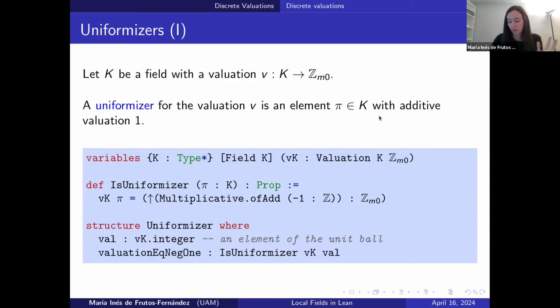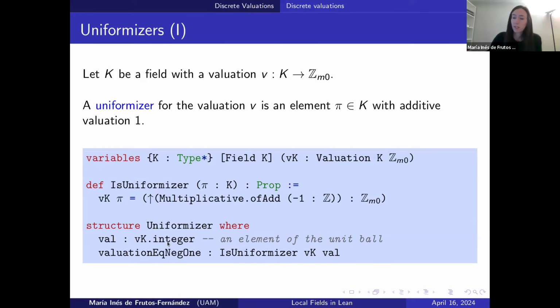So if you are thinking about the example of the p-adic valuation, having additive p-adic valuation equal to 1 is equivalent to having multiplicative valuation p to the negative 1. This is why, in the formalization, to be a uniformizer we ask that the multiplicative valuation of pi is the multiplicative of add of negative 1. So you should replace this in your head by p to the negative 1.